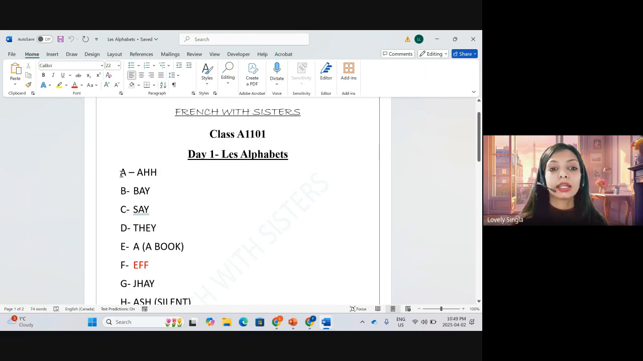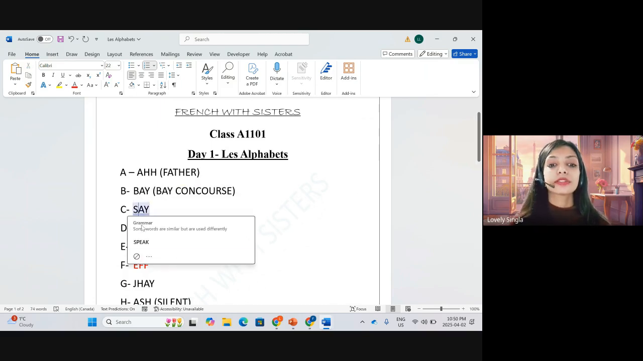So A is written as A, but it's pronounced as in the word father in English, where you give the sound of the second A after F. That's how you're going to pronounce A in French. Then we have B as in bay. Just like you say, for example, Bay Concourse in Toronto, right? Similarly, you say B as bay.